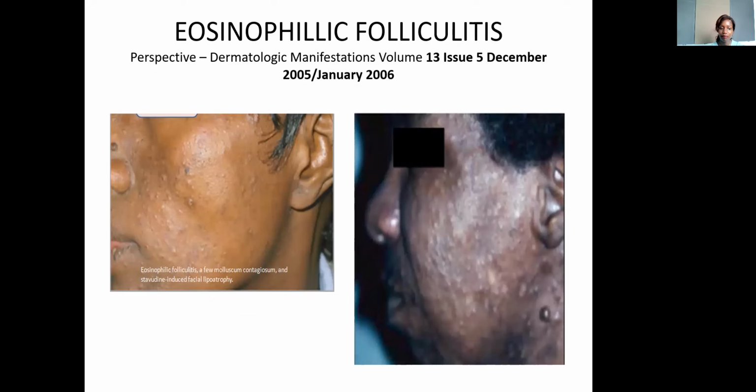So this is an image of a patient who had eosinophilic folliculitis, and other than having that, they also had stavudine-induced facial atrophy. But you can see the papules and pustules on the face of this patient, and the image on the right is of a patient with more inflamed papules and pustules on the face.